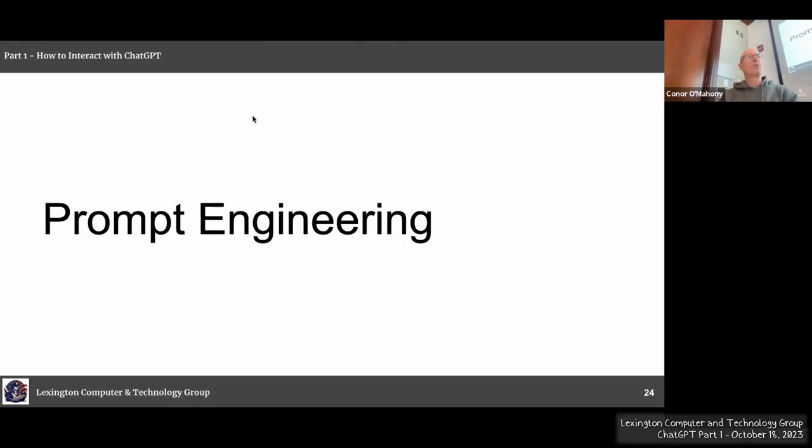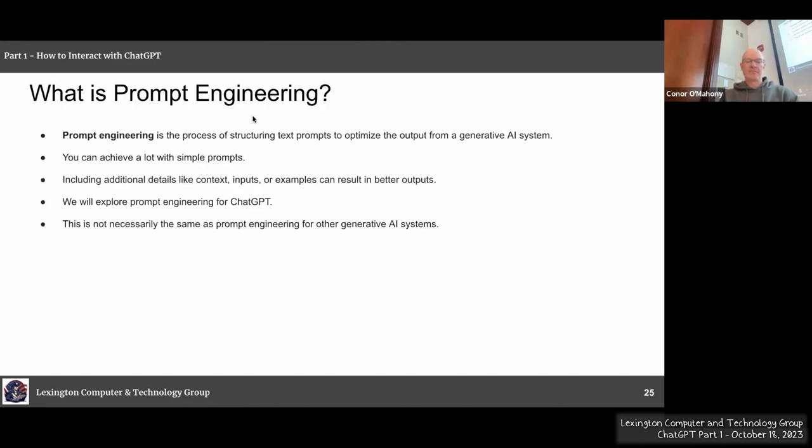Okay, so prompt engineering. So what is it? It's the process of structuring text prompts to optimize the output. You can achieve a lot with simple prompts. You know, you can give additional details.